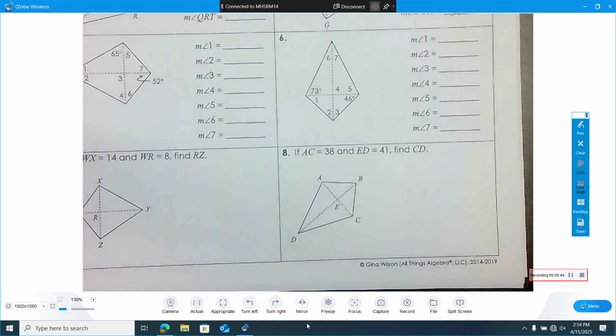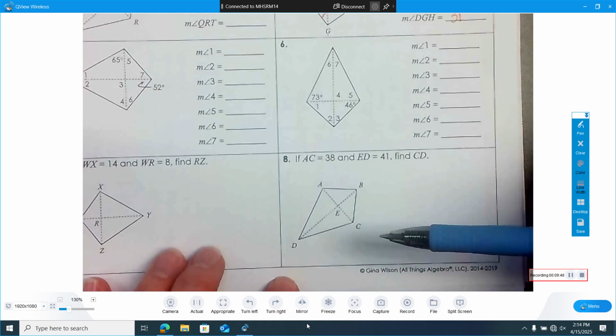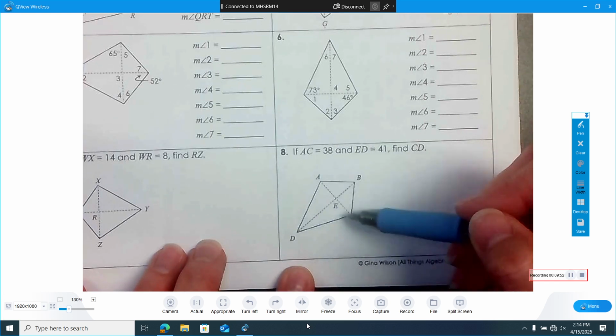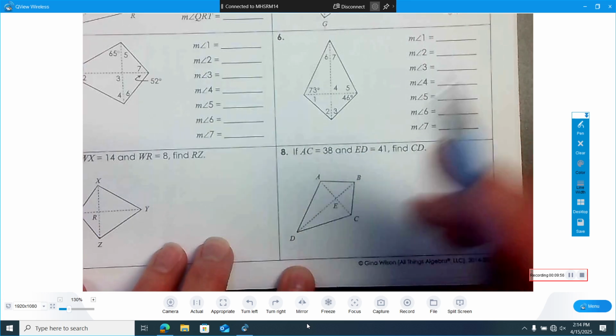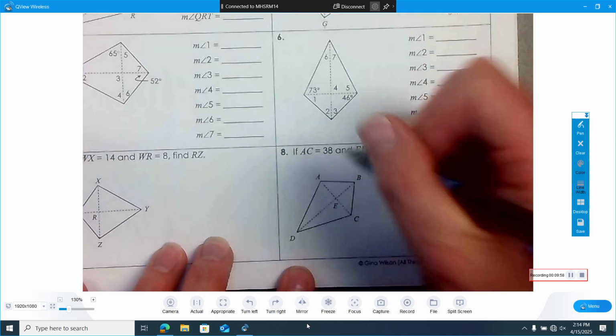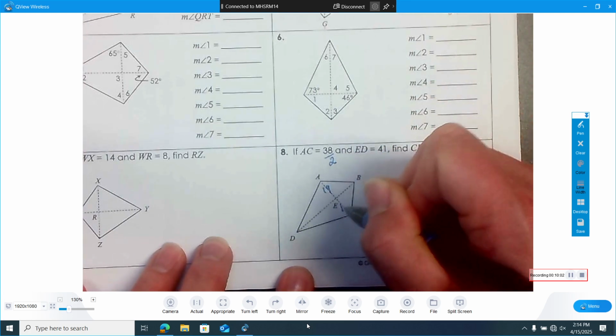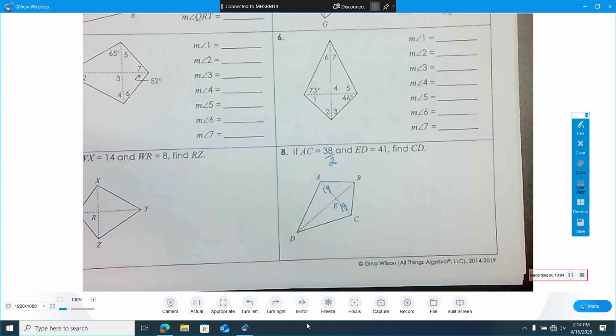Numero ocho. Here we go. AC is the whole diagonal. What do you suppose we want to do with that 38? Split it in half. So each piece of the diagonal is 19. Now, it didn't tell us, Gina didn't tell us that those segments were congruent. How do we know that? Gina's who wrote this paper.